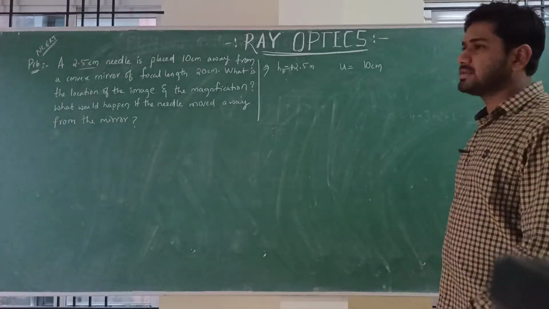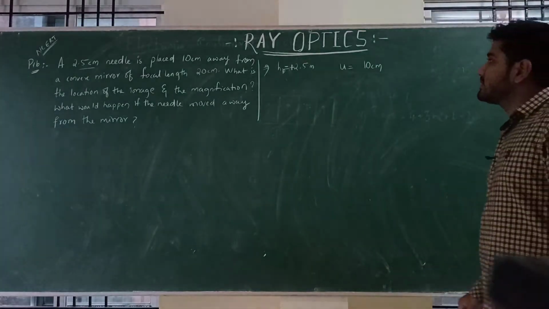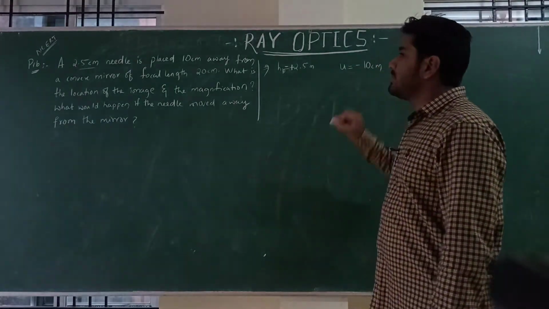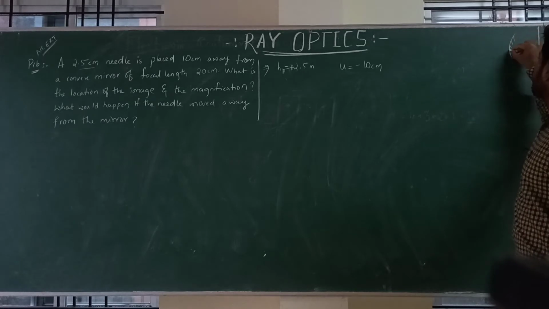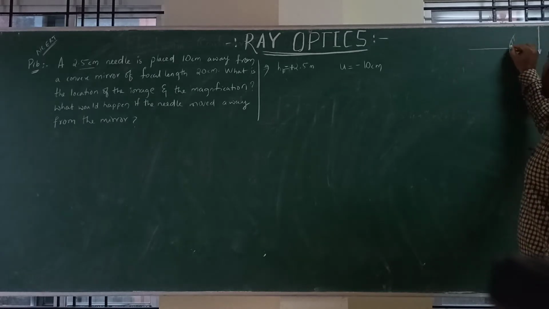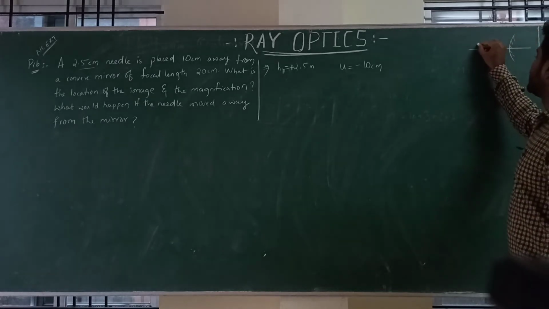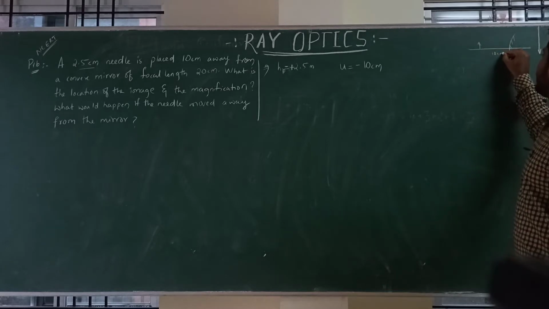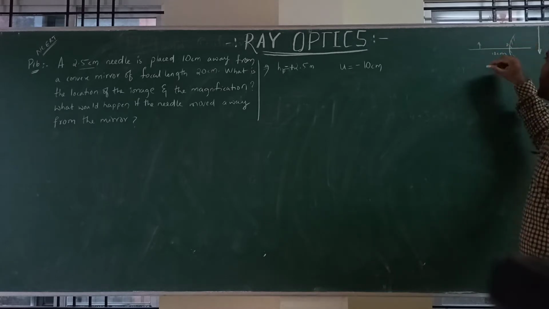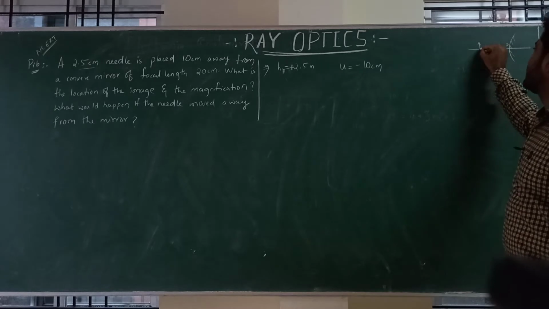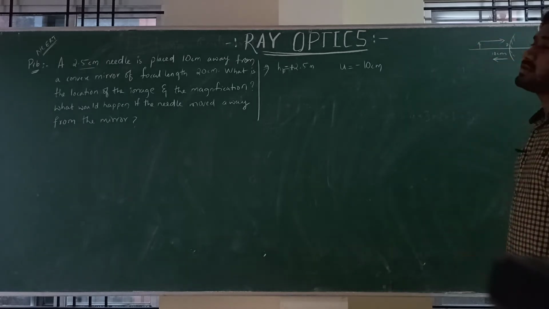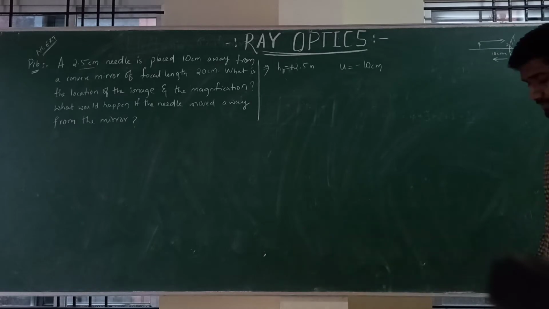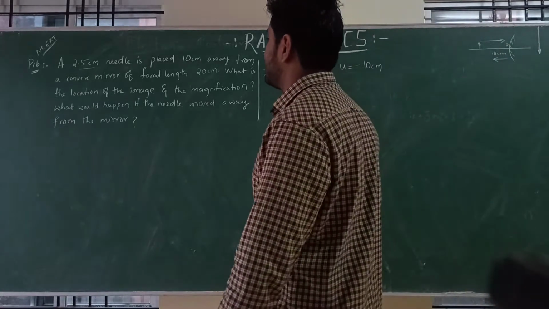Is it plus or minus? Because this is a convex mirror, it is minus. How? Suppose this is a convex mirror, and this is the object which is 10 centimeter from the mirror. This is the pole. From here to here it is 10 centimeter. This is the direction of the incident ray, and we are measuring in the opposite direction. Therefore it is minus 10 centimeter.